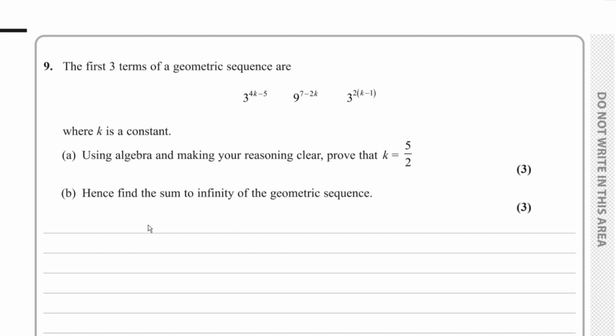Well, to find the common ratio r, we have to divide successive terms by each other. So we have the second term, 9 to the power of 7 subtract 2k, divided by the first term, 3 to the power of 4k subtract 5, equaling the third term, 3 to the power of 2 lots of k subtract 1, over the second term, 9 to the power of 7 subtract 2k.